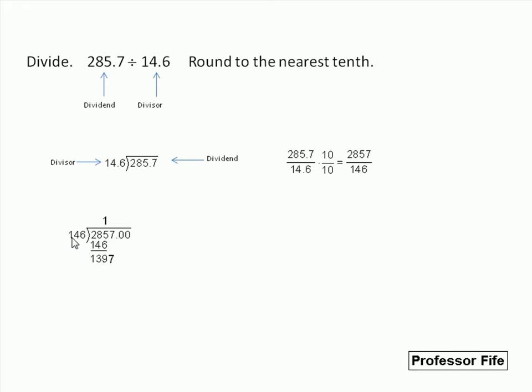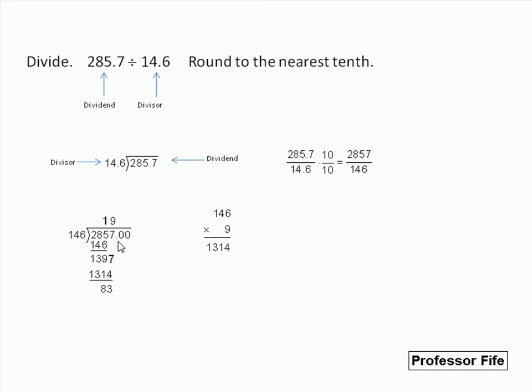We want to see how many times 146 divides into 1,397. So off to the side, I'm going to do multiplication. 146 times 9 is 1,314. Okay, so my 9 is going to come up here in my answer. There it is. And 9 times 146 is 1,314. Subtract: 1,397 minus 1,314 gives you 83.